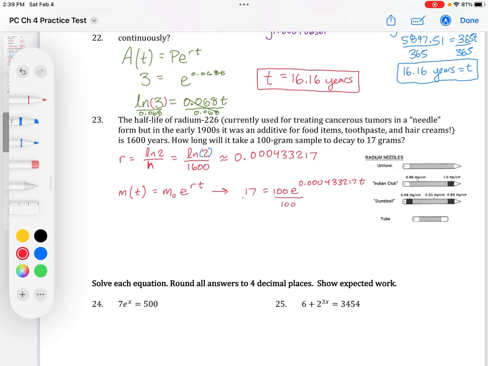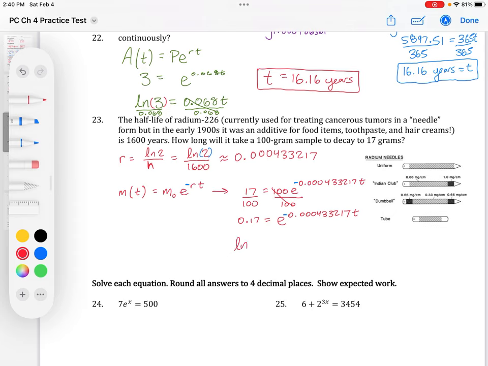First step is to isolate the e part, so we'll divide by 100. We get 0.17 equals e to the power of 0.000433217t. Oh, and I notice again, this should actually be a negative exponent because we're dealing with radioactive decay. So let's throw that negative on there. Otherwise we're going to get a very strange answer.